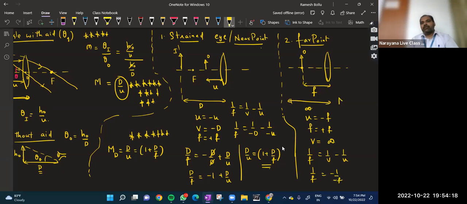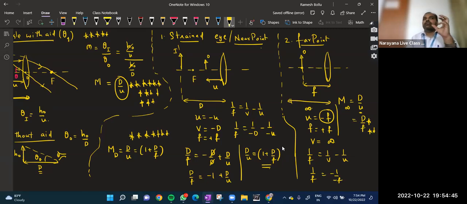What is the magnification when the image is formed at infinity? D by U only. But what U value do I have to keep here? Respond, U value how much? Where is the object placed here, students? F only, no? So D by F. This is the magnification when the image is formed at infinity.